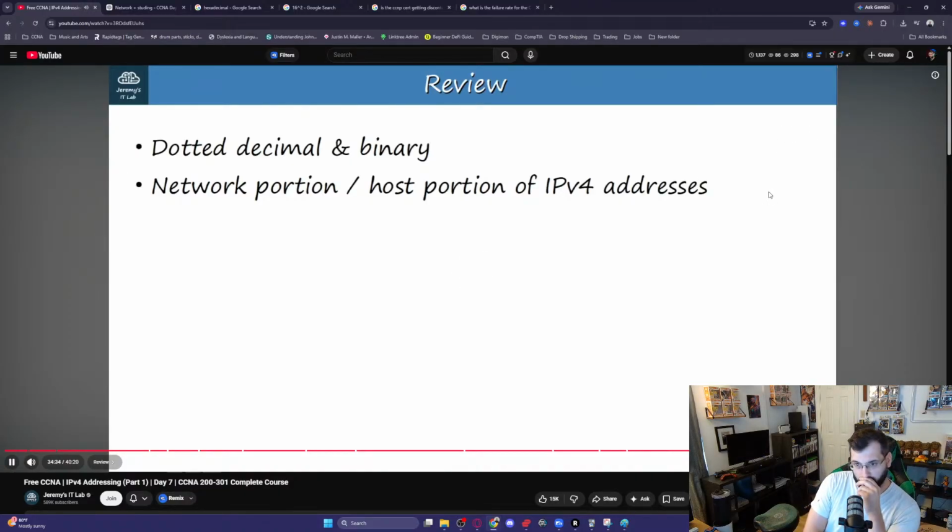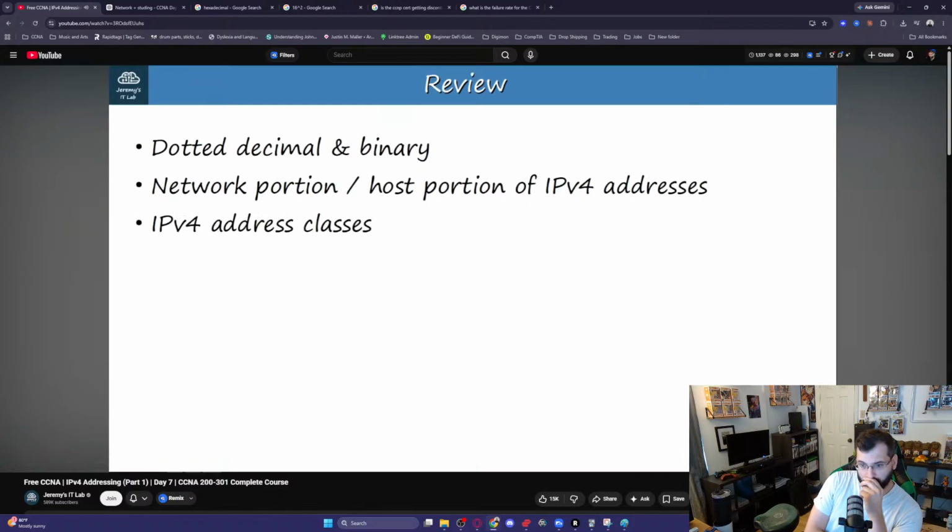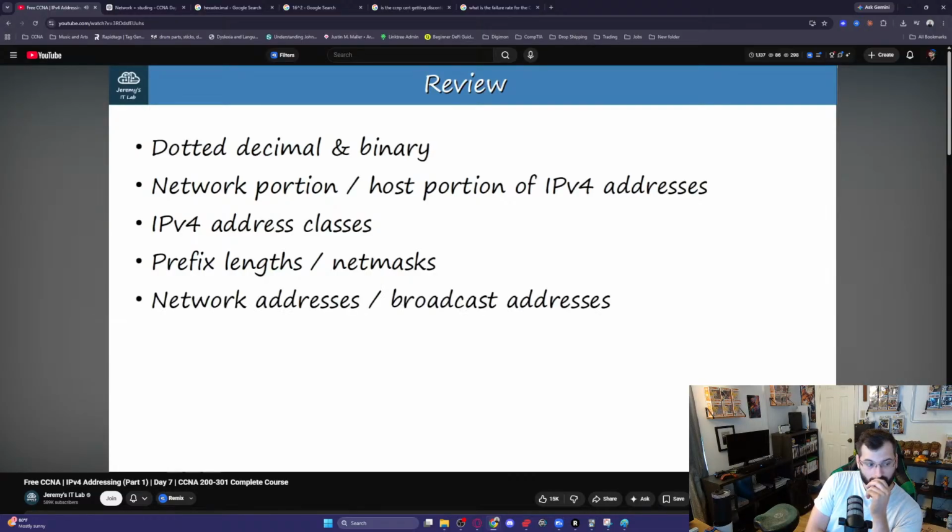But a unique host portion of their IP addresses. You learned about the IPv4 address classes. We looked at the different ways of indicating the length of the network prefix, by writing the prefix length with a slash, or by using a net mask. And finally, you learned about the network address, which has a host portion of all zeros, and is used to identify the network itself, not any particular host on the network. Also the broadcast address, which has a host portion of all ones, which is used to send network traffic to all hosts on the network.